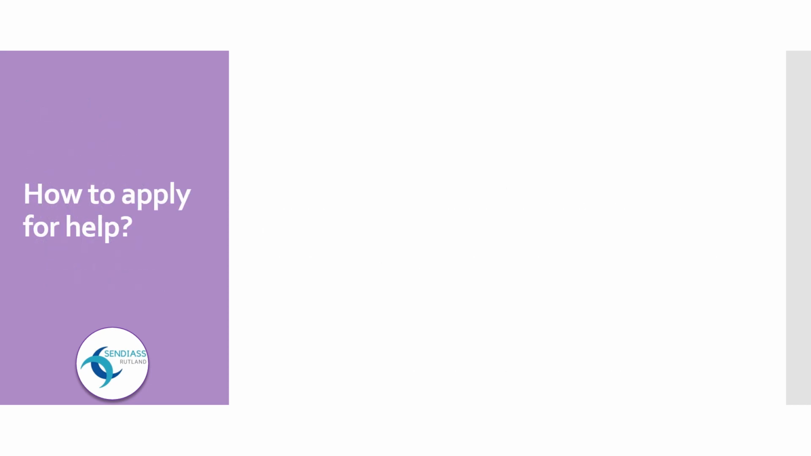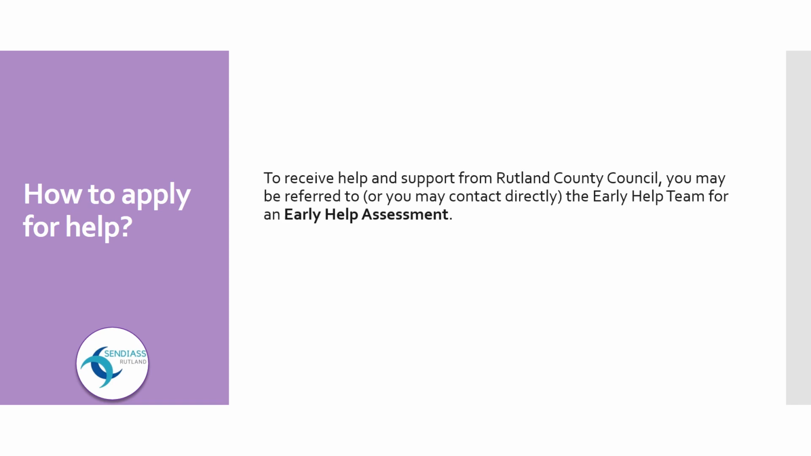How to apply for help. To receive help and support from Rutland County Council, you may be referred to, or you may contact directly, the Early Help Team for an early help assessment. Call 01572 772 577, extension 7493, or email earlyhelp@rutland.gov.uk.